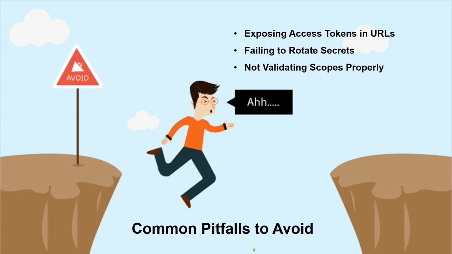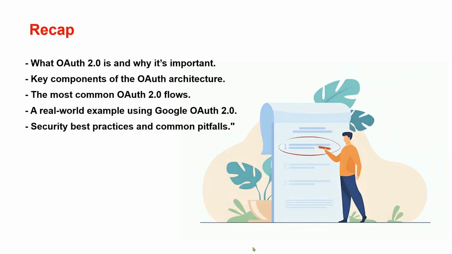Then failing to rotate secrets. Make sure to rotate the client secret periodically to reduce the risk of compromise. And the next is not validating scopes properly. Ensure that your app checks the scopes included in the access token before allowing access to the resources. So these are some common pitfalls for developers to avoid.